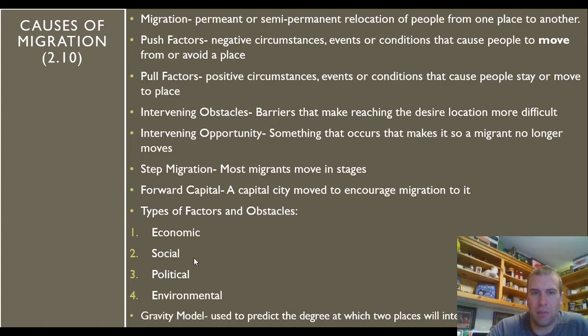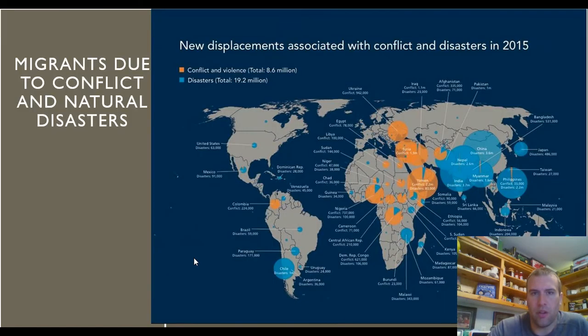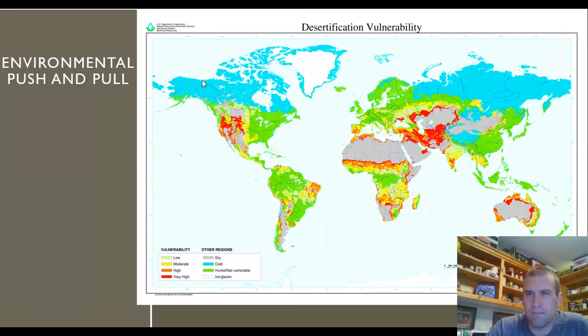But first, let's look at some types of factors: economic, social, political, environmental. And migrants due to conflict and natural disasters. This is in 2015. Conflict is in orange. Blue is disasters. Environmental push-pull, such as desertification, moving out of red areas, trying to move to green or yellow areas.